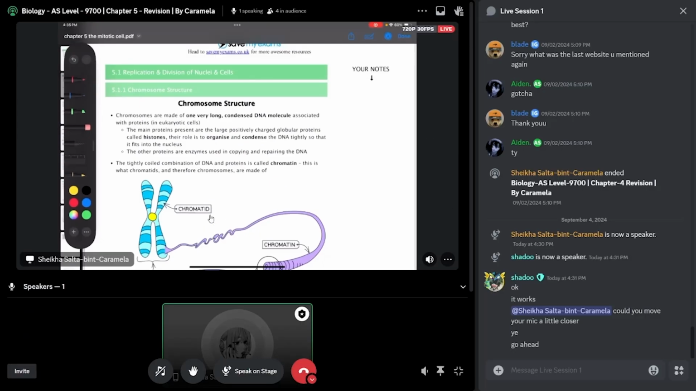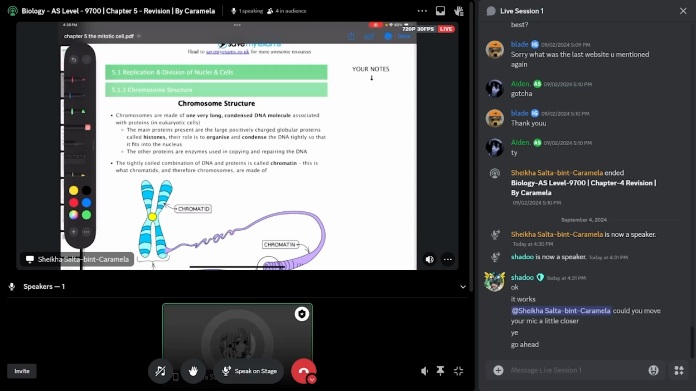So first we'll be looking at the chromosome structure. The chromosome is basically one very long condensed DNA molecule associated with proteins and present in eukaryotic cells. These are large positively charged proteins, and the DNA is attached to these other proteins called histones, which basically make the whole DNA molecule neutral in nature.